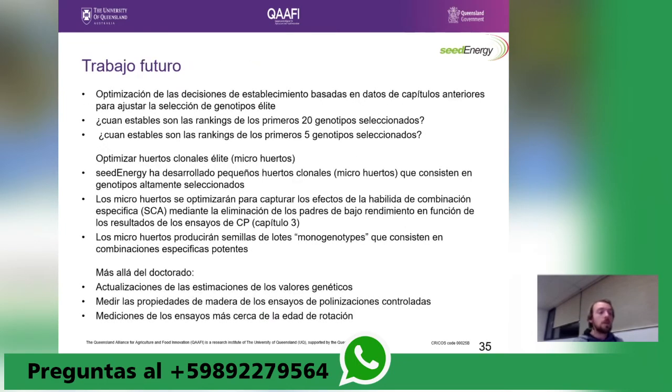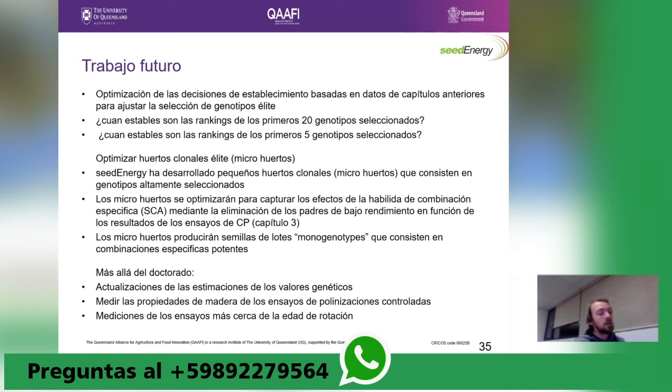In the future, I aim to finish my thesis by looking closely at the top performing genotypes estimated from the previous chapters and how these genotypes that are elite perform from site to site, allowing fine-tuning of their deployment across tested sites. Additionally, the SCA effects estimated in the third chapter will help optimize new elite clonal seed orchards by only selecting individuals that produce elite progeny and removing poor performing combinations. These orchards will produce elite monogenotype seedlots for the future deployment.